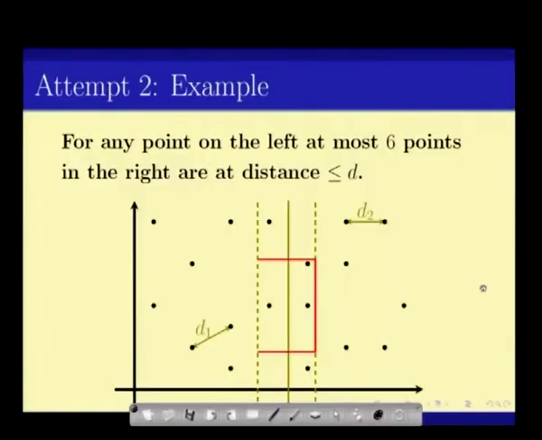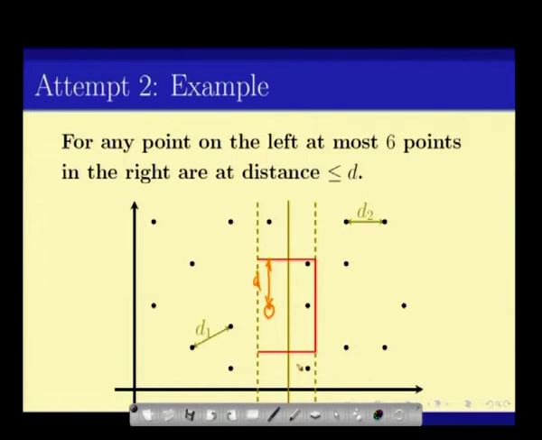We make the following claim, that for any point on the left hand side, there are at most 6 points on the right hand side which are at distance less than d. So, why is this coming up? Let us consider this point. For this point I have drawn this box. This distance is d. Anything that is higher than this line or lower than this line, which is also at distance d, is useless. For this point we only want to compare those points that are inside this box.